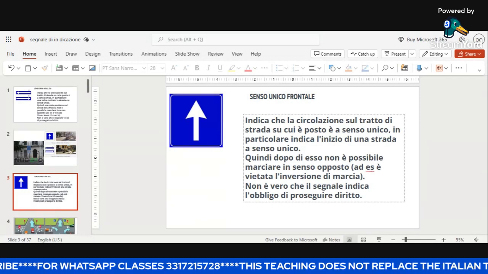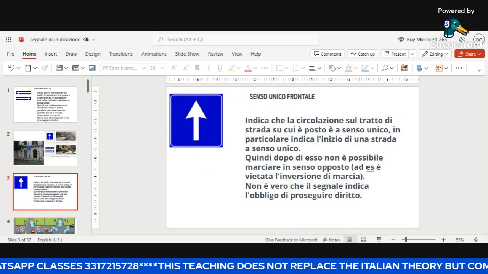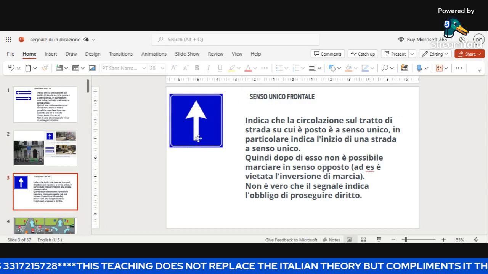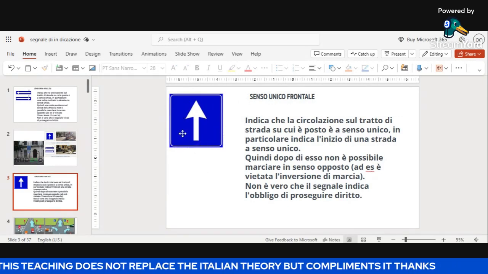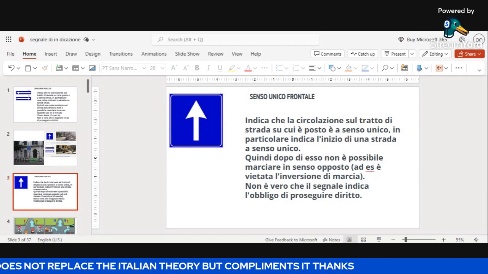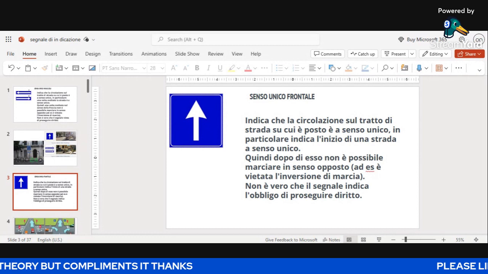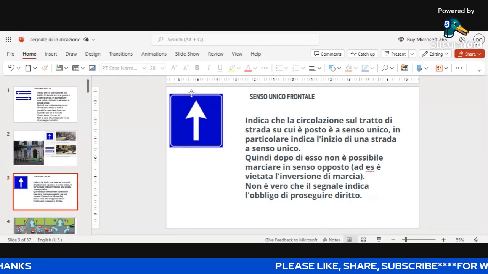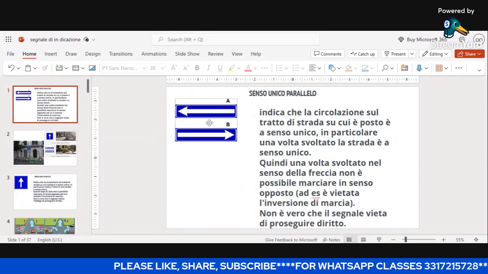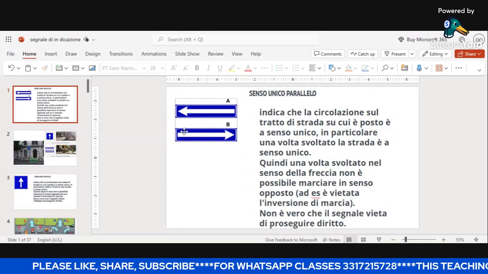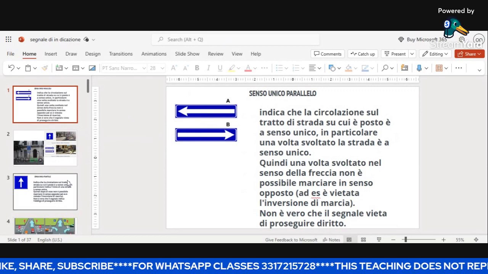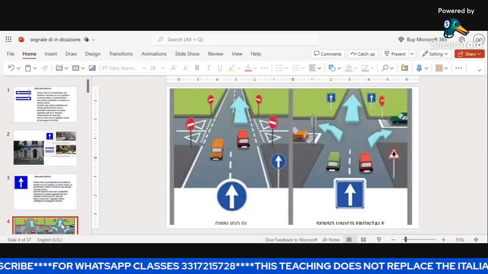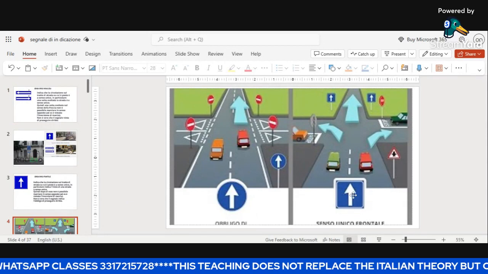Now, the signal of obligation is a circle shape. When you see this particular arrow inside a circle shape, that tells you that you are obliged to go straight. But this one does not oblige you. Rather, it tells you that if you want to keep going straight, just know that it is a one-way road. It is the same thing the first one was telling you, the same thing that the front one is still telling you. I'm going to give you a picture to see what I'm trying to say.